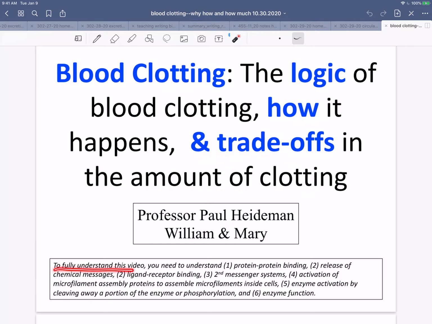To fully understand this video, you need to understand protein-protein binding, release of chemical messages, ligand-receptor binding, second messenger systems, activation of microfilament assembly proteins to assemble microfilaments inside cells, enzyme activation by cleaving away a portion of the enzyme or phosphorylation, and enzyme function.